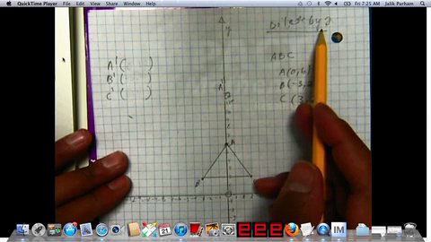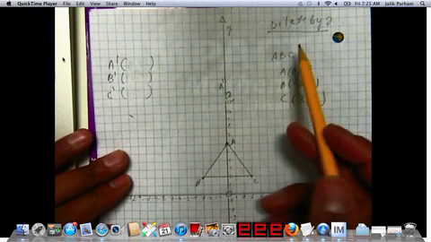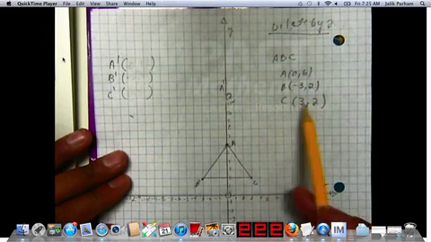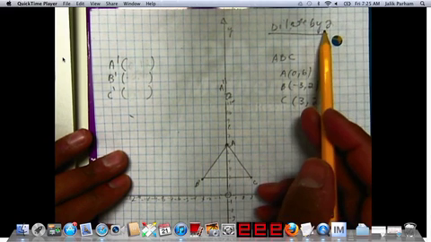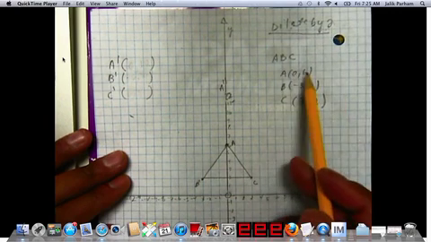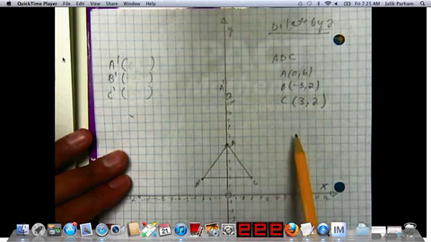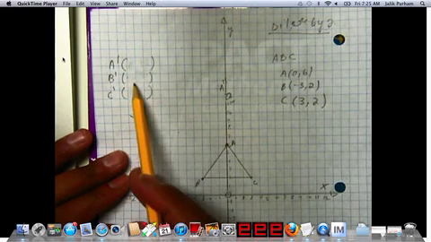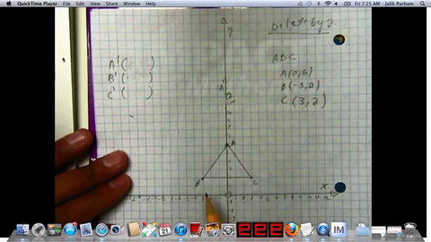So here's what you have to do. Here's the only thing you have to do. You have to multiply every single number of every single coordinate by whatever the scale factor is. In this case, it's 2. So again, the x and the y values of every coordinate by 2. Get your new coordinates and then plot, and you're done.